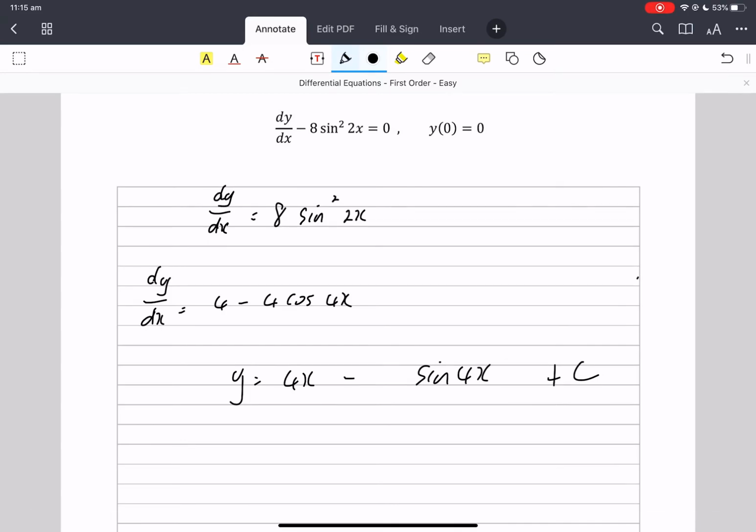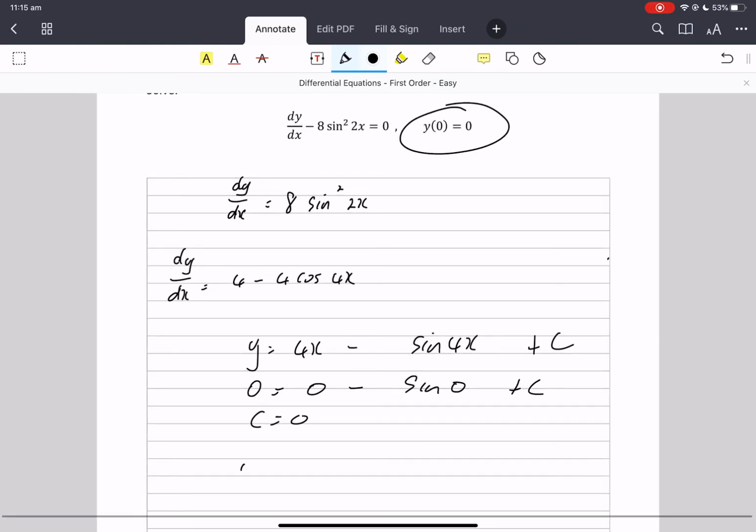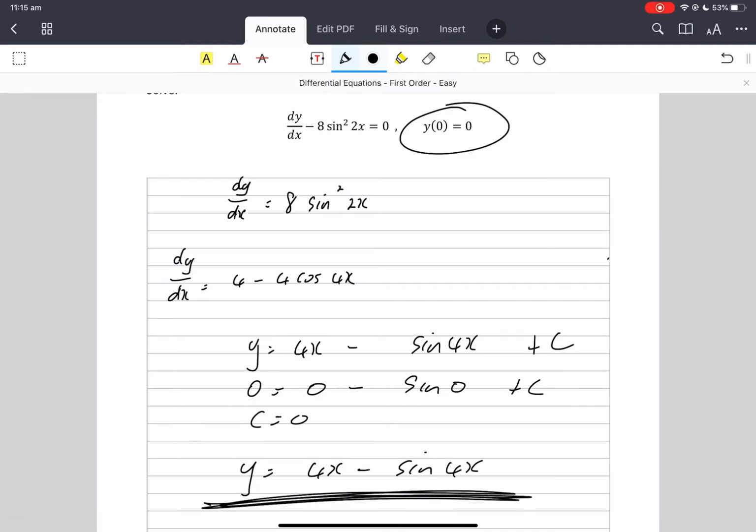There's your general solution. Let's get our specific solution. What's sine of 0? I think sine 0 is 0, therefore c equals 0. So our full solution, there's our specific solution. Very much like our general solution because c ended up being 0. Okay, there you go. Go and get friendly with your formula sheet. It's going to come in very, very handy.